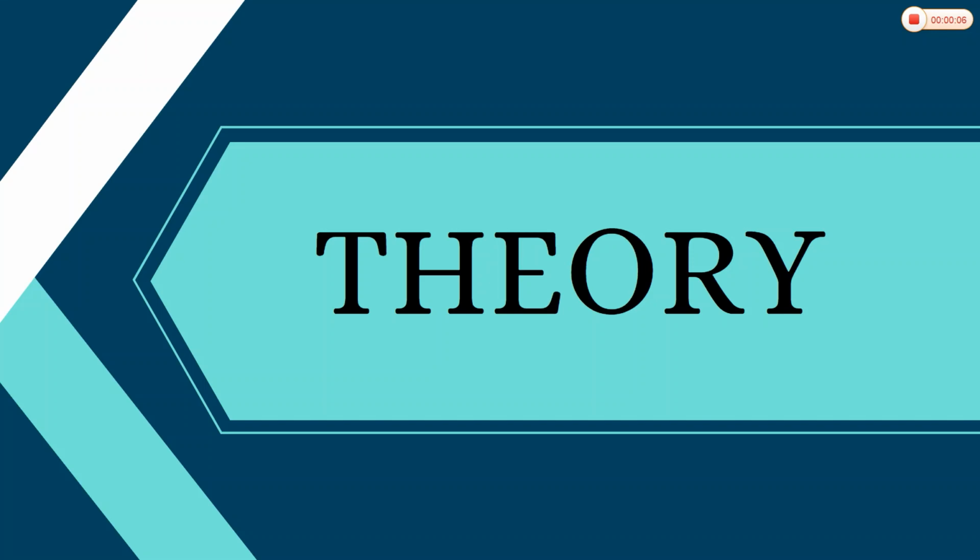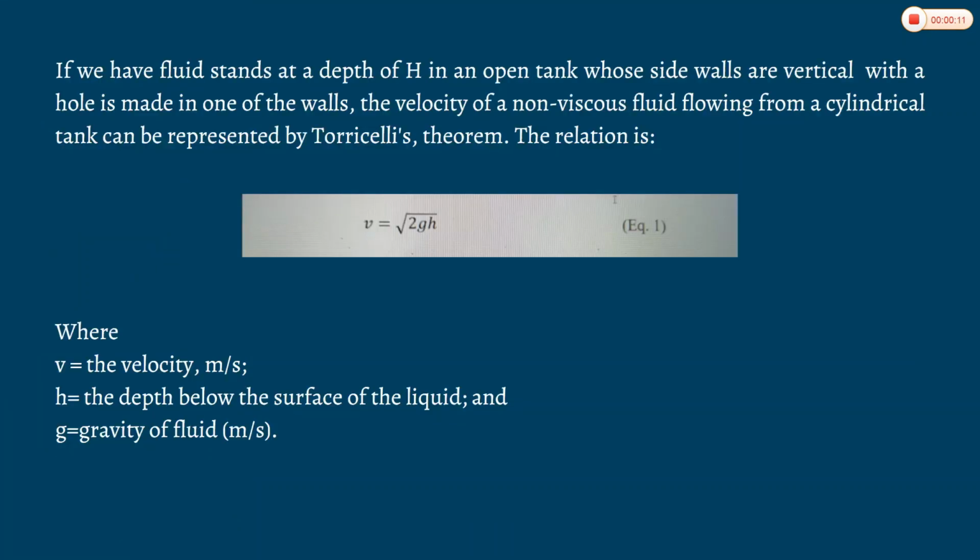Today I want to present theory and methodology. For the theory, if a fluid stands at a depth of h in an open tank whose side walls are vertical, with a hole made in one of the walls, the velocity of a non-viscous fluid flowing from a cylindrical tank can be represented by Torricelli's theorem. The equation is v equals the square root of 2gh, where v is the velocity, h is the depth below the surface of the liquid, and g is the gravity.